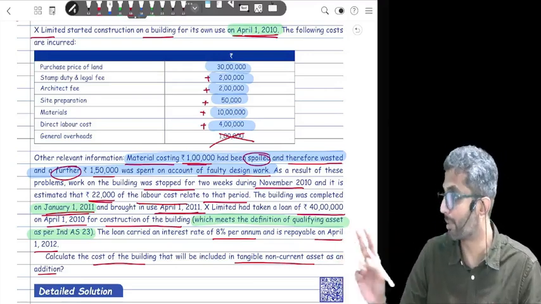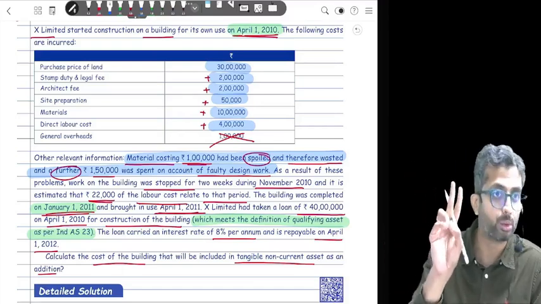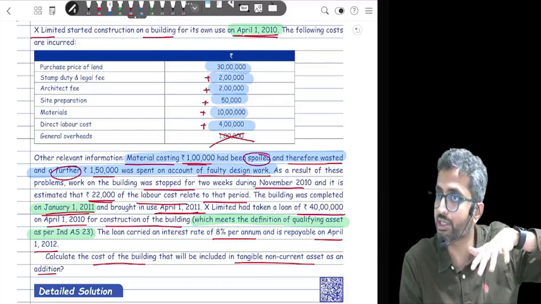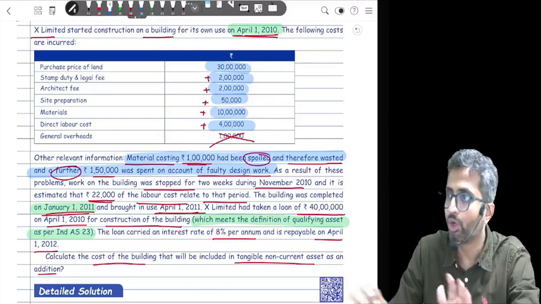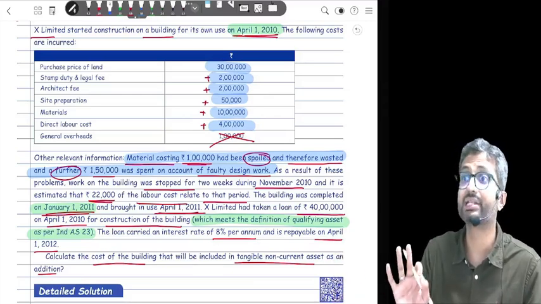Institute in May 23 paper, a similar adjustment had come. They have given you printed in suggested answer 2 alternative solutions. If you assume faulty design work is already included in some of these cost headings, then you deduct. If you assume 1 lakh 50 is not included, then you don't deduct. Are we getting this? In the exam, what should we do?